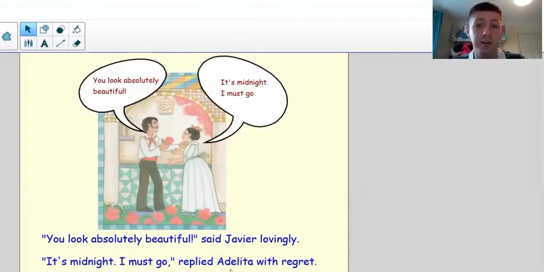Then you say which character is saying it by using the word "said," or a synonym for "said," a word that also means the same. So you could have words like "replied," "argued," "shouted," "whispered." There's all sorts of words you could use that would mean the same as "said." If you use the word "said" again and again, it can get a bit boring, can't it? That's why you might want to vary the way that you do it.